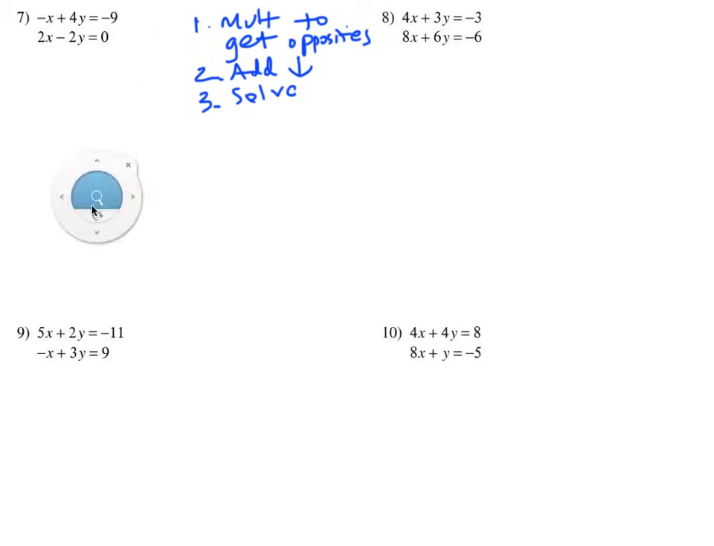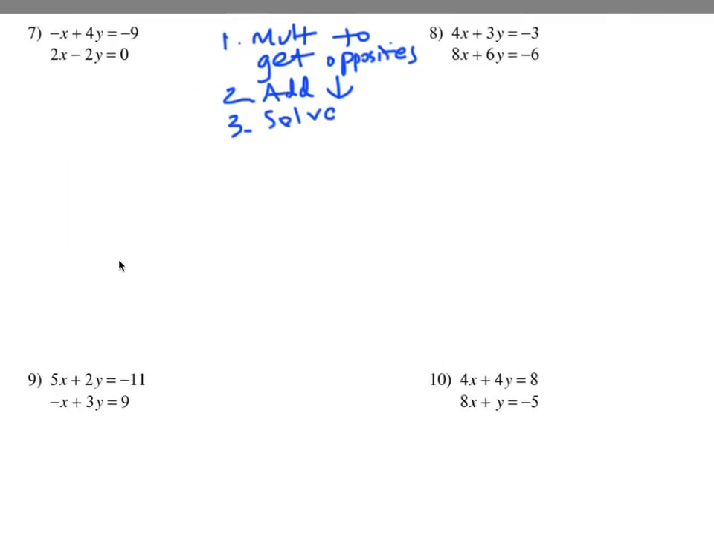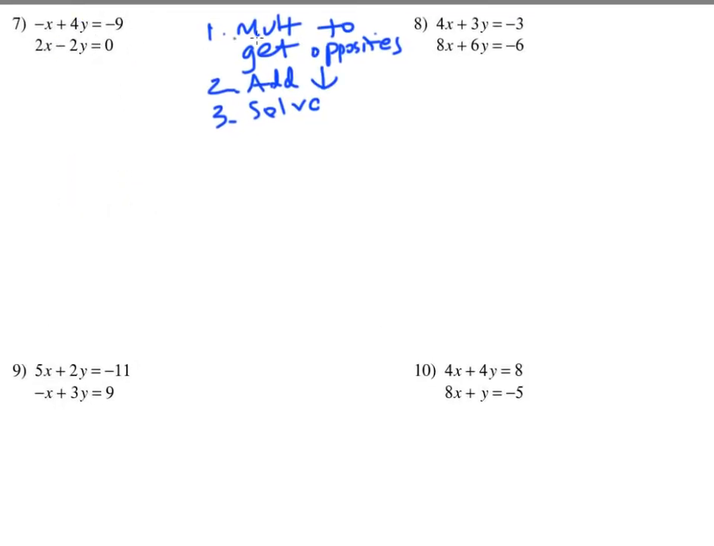So let's take a look here. Number 7. So we want to look for opposites. That's the key word, right? You want to multiply to create opposites. Well, look here first. Do I have any opposites? That's a negative 1, and positive 2. Not quite. What do we have here? Let's see, that is a positive 4 and negative 2. Not quite, but we could work with that.